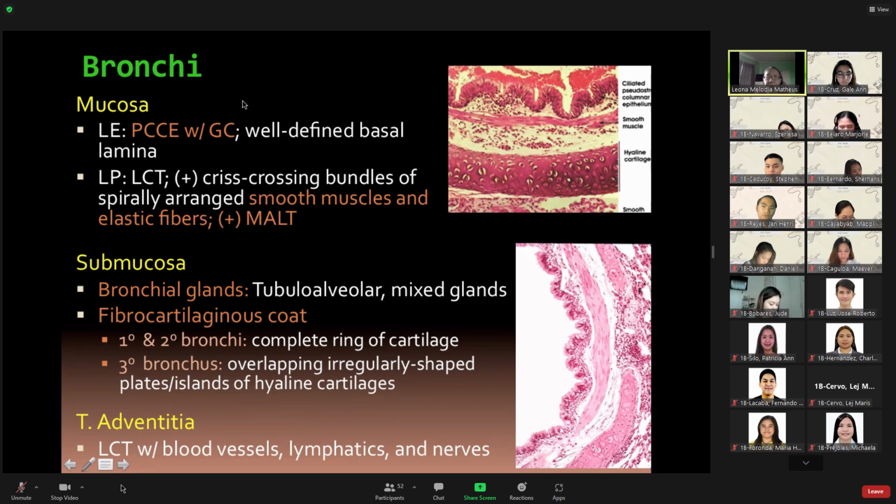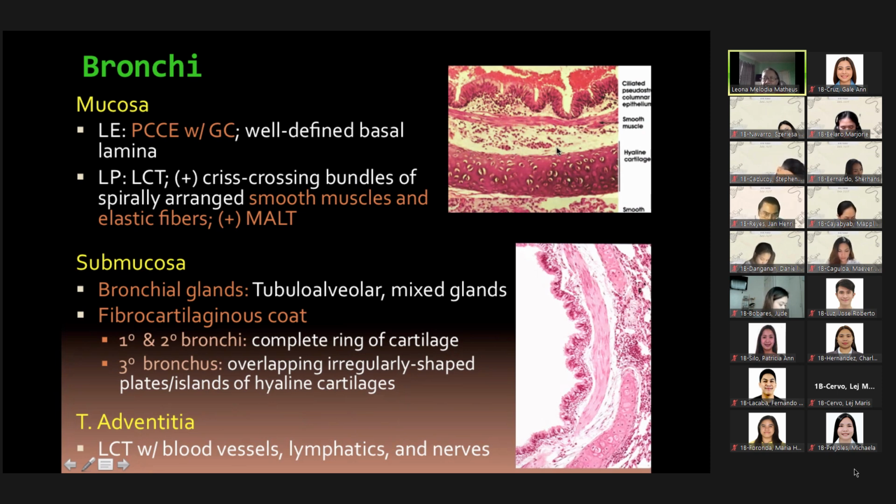Don't forget, the only significant thing that we have here is that the lining epithelium is PCCE with GC. You find here the smooth muscle, you find here your tubulo-alveolar glands, and you find here your cartilage. Again, if it's the primary or the secondary, the cartilage is a complete ring. But if it's already tertiary, you find this in plates or islands like this one here. The cartilage is now in pieces. Okay? So that will be our bronchi.